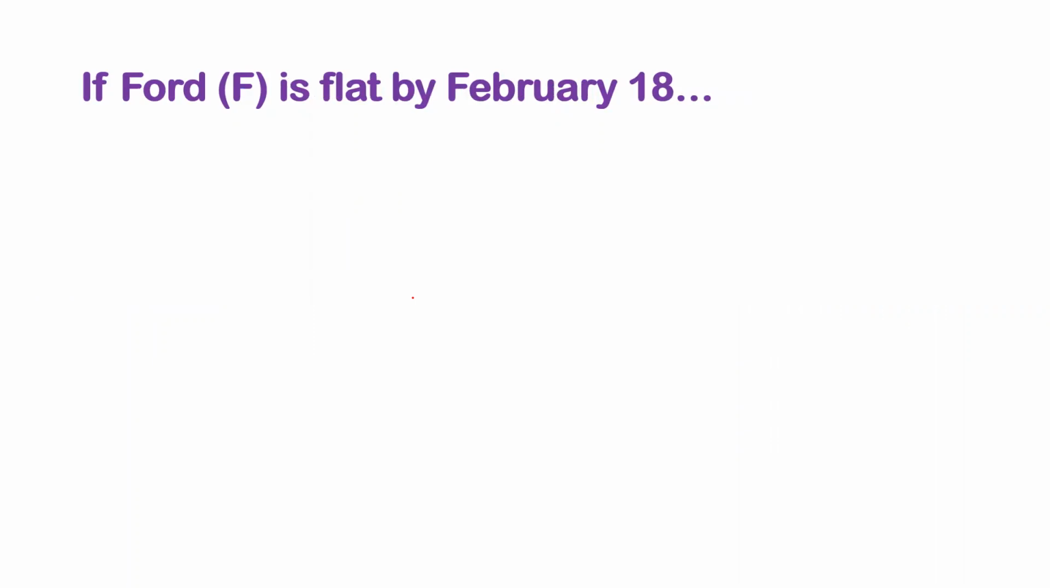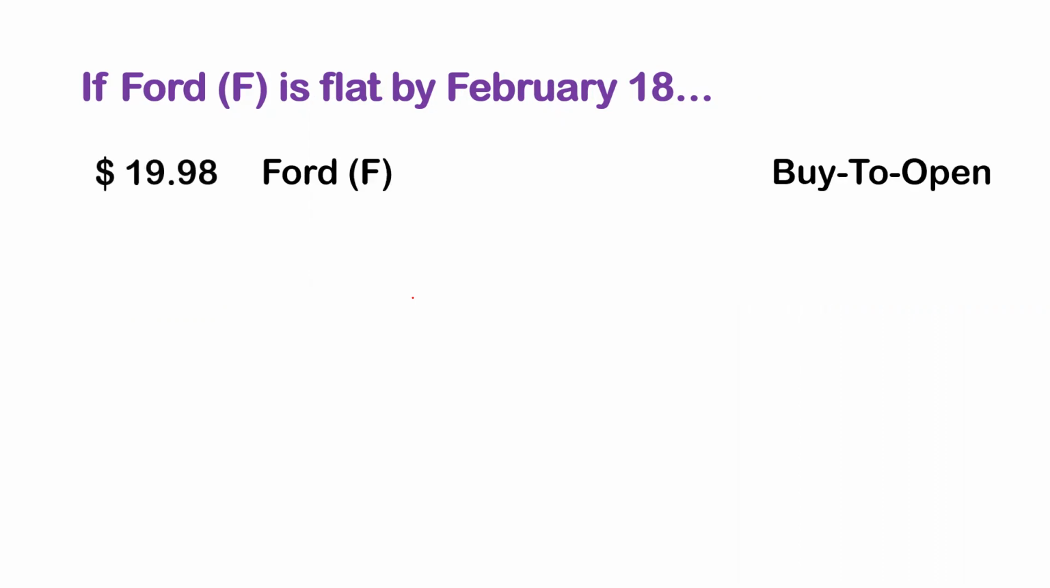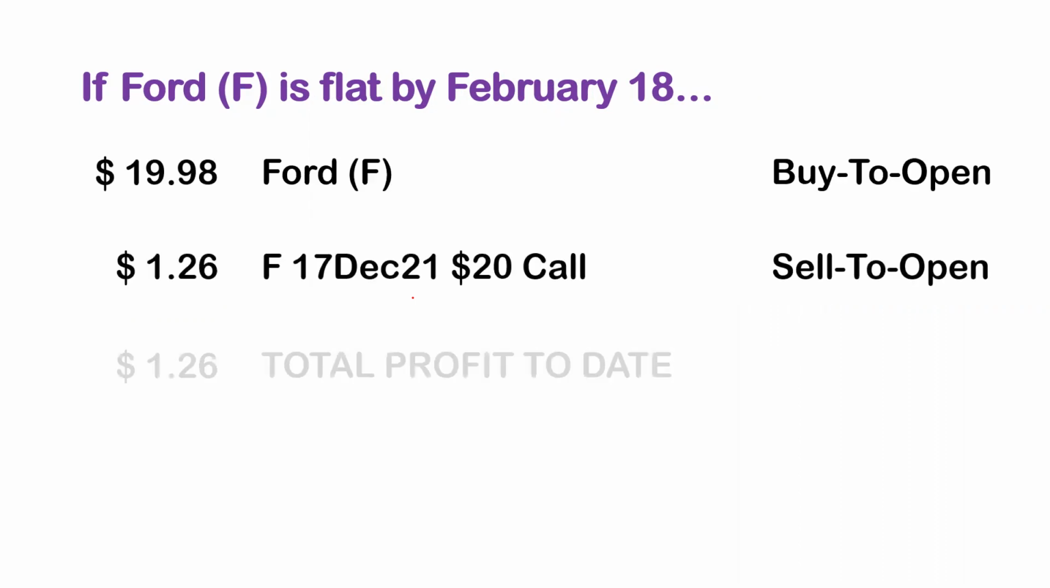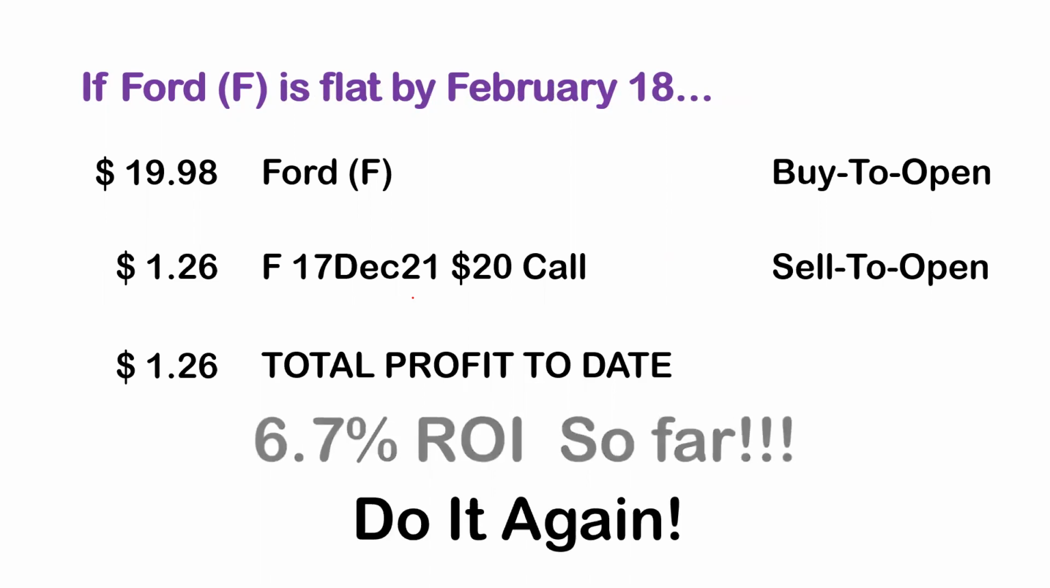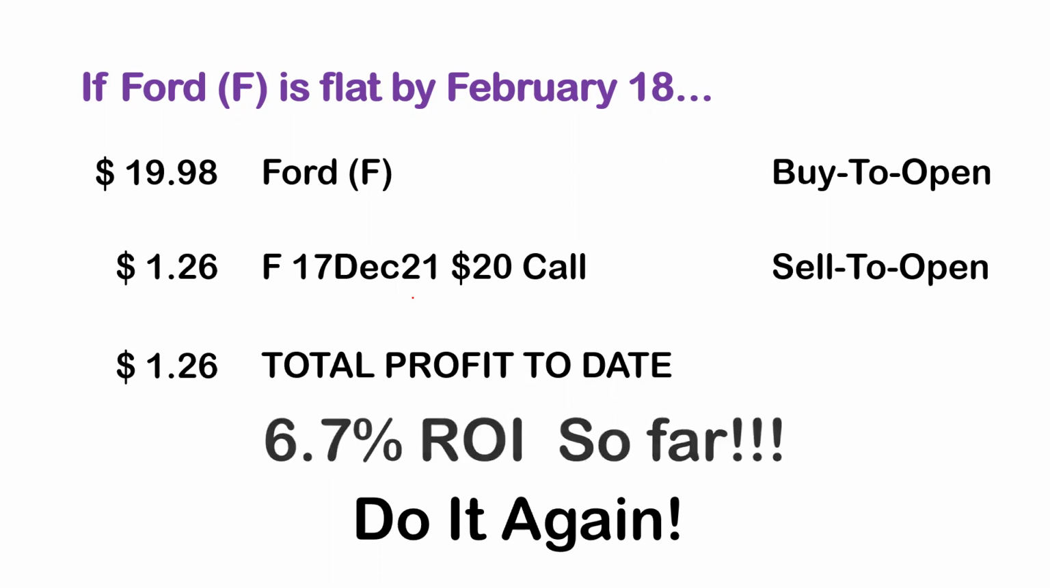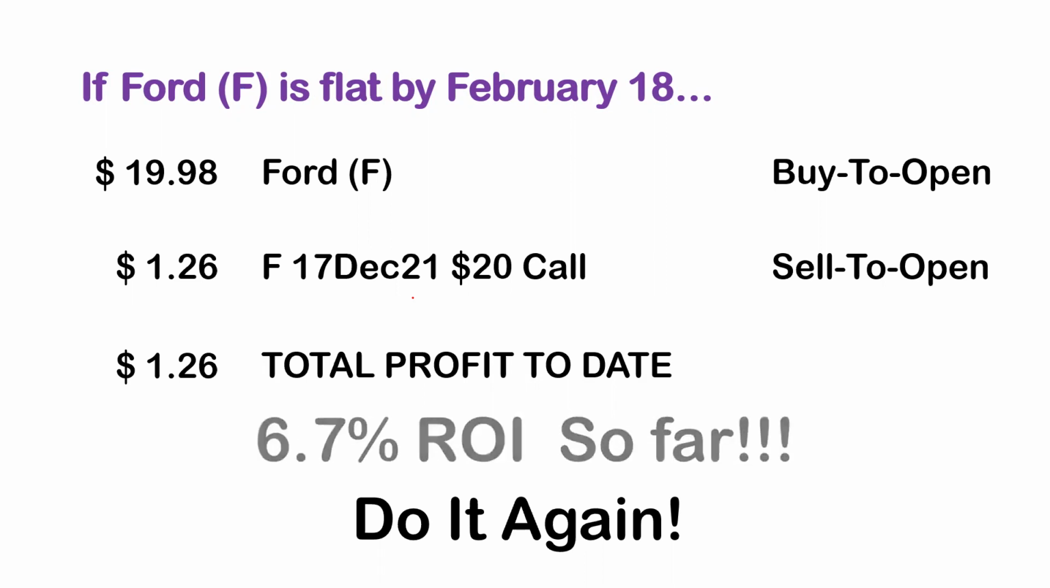But what if Ford is flat by February 18th? This is actually what I really like, is if it's flat, because I pay the $19.98 for the Ford stock. I get the $1.26. The $1.26 expires worthless, which means I get to keep that $1.26 that I sold. I made $1.26 total profit to date, 6.7% ROI, and I get to do it again. I wind up keeping the Ford stock, and I do it again and again and again. And again, I told you this is the ideal state because it requires very little effort. I sell one option per month, and I'm guaranteeing this ongoing income, and the Ford stock just stays in my portfolio until it gets exercised.